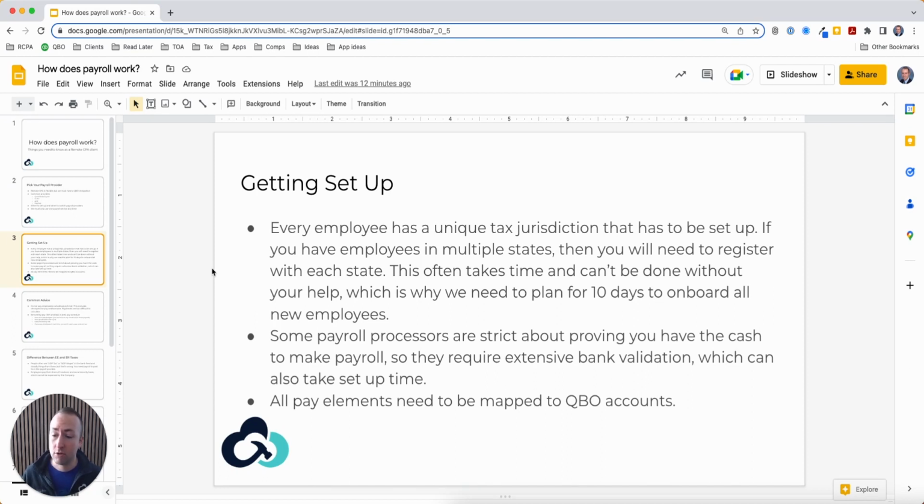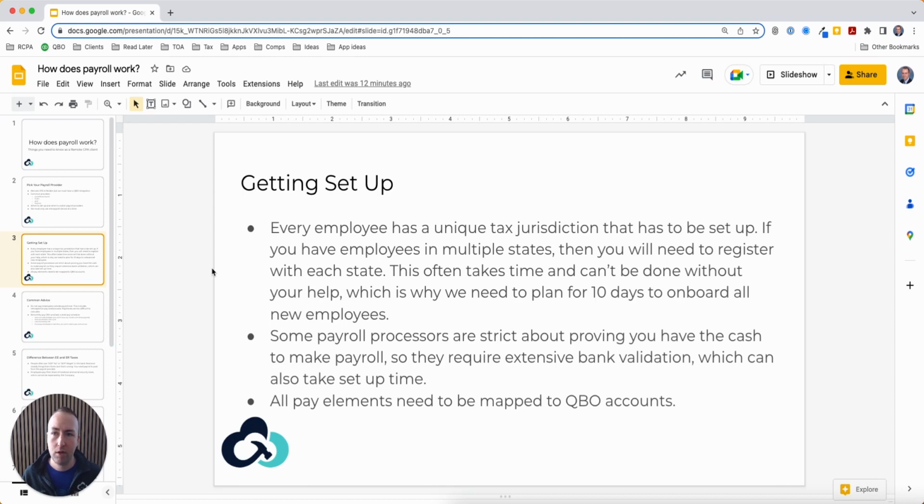Some payroll processors are strict about proving that you have the cash to make payroll, so they require an extensive bank validation. That can also take time to set up if you are a brand new account with them. Back in the day, the scam was someone would create a fake business. Maybe they would even file for an EIN. They would reach out to ADP. They would want to get all set up for payroll. They would provide a routing and account number, and they would process payroll at 4 p.m. on a Thursday to be paid to employees by direct deposit on Friday.